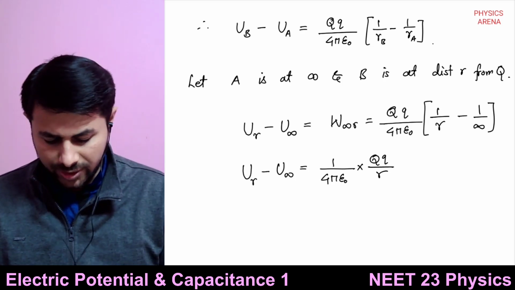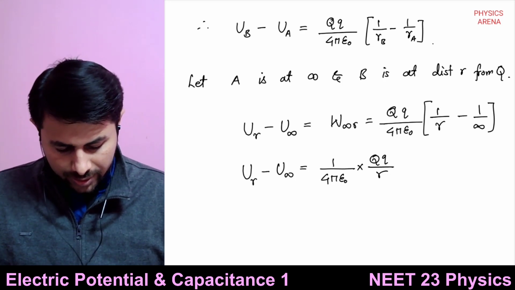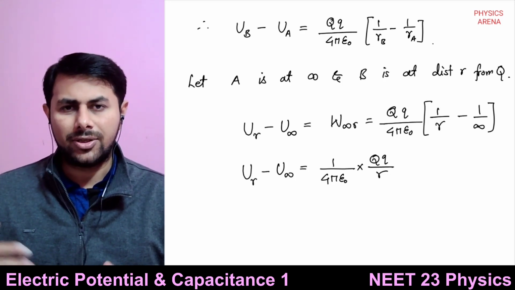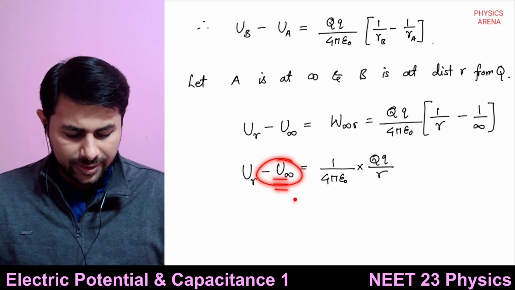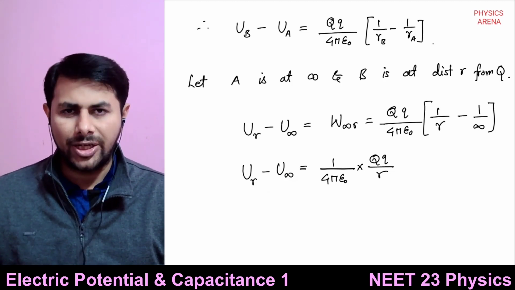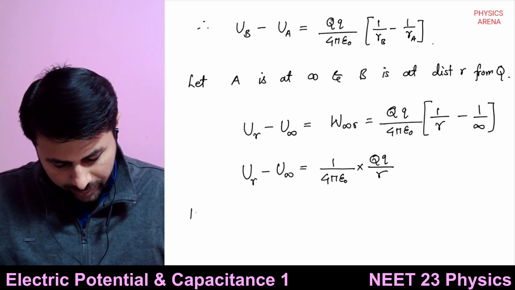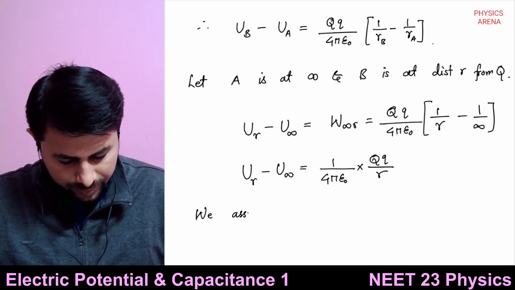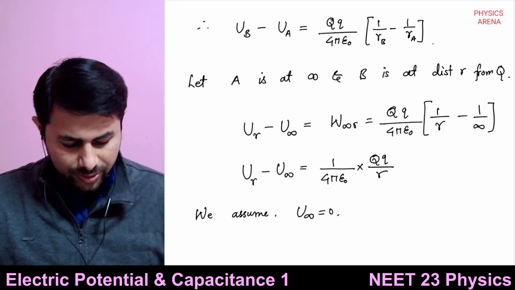Okay, so this is just a convention, right? Because we can just measure the change in potential energy and not the exact potential energy. So we set this equal to 0 so that we get a simplified formula for potential energy. Okay, so we assume that U at infinity is equal to 0.